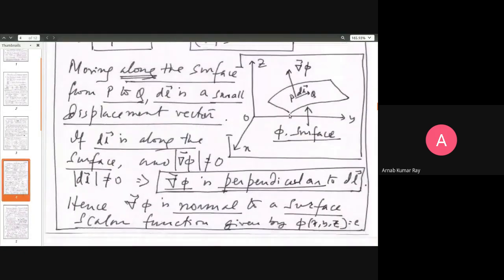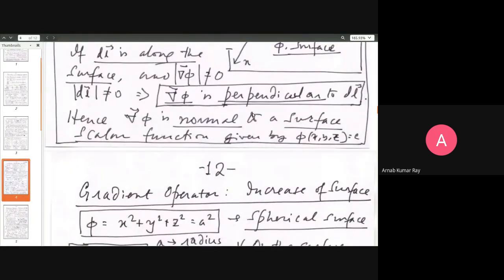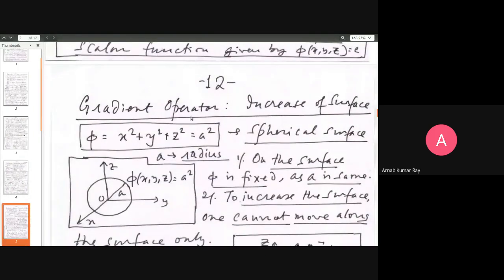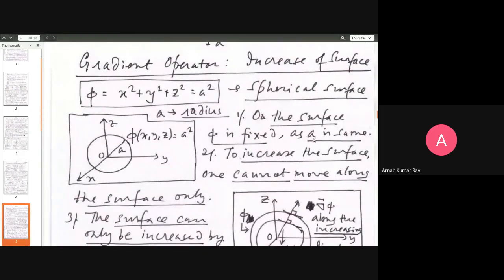That is to say, just a while ago I gave you the example. You go from a sphere of radius 1 to a sphere of radius 2. Here we are. Gradient operator, increase of the surface. I've given you the equation of a sphere as a simple example to illustrate the point. a is the radius of the sphere. On the surface of the sphere, phi is fixed. Phi is equal to a squared. Phi of x, y, z is equal to a squared, as a is the same everywhere, the radius of a sphere is the same everywhere.